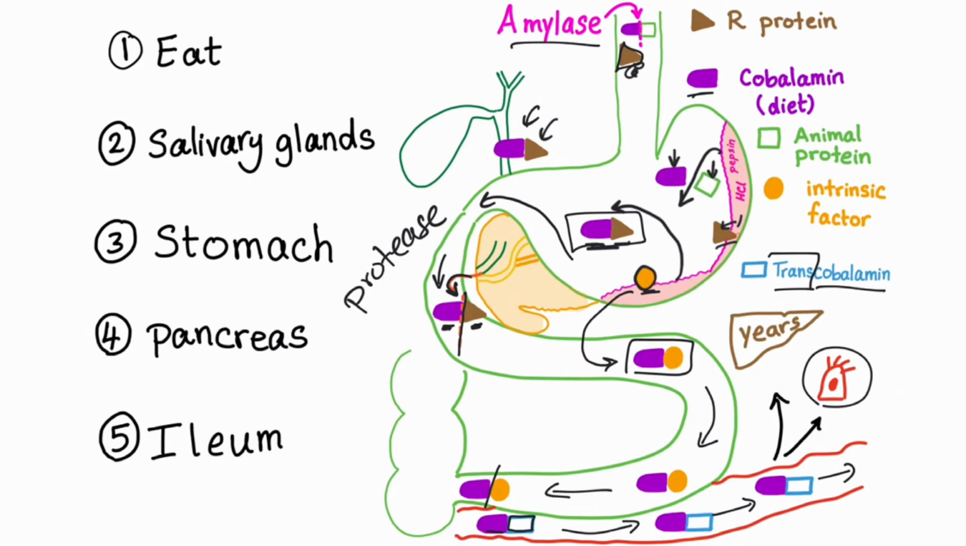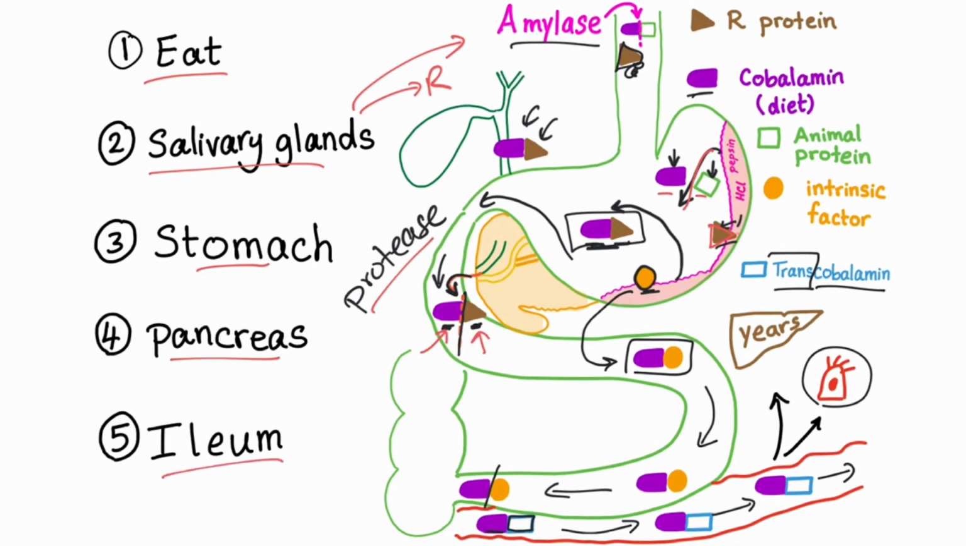So to summarize the steps, you eat vitamin B12 bound to the animal products. The salivary glands produce amylase as well as the R protein. Also, the stomach produces what? It will sever the relationship between vitamin B12 and the animal protein. It will produce R protein. It will produce the intrinsic factor. Thank you, stomach. The pancreas produces its secretion, the protease enzyme. It will divorce the vitamin B12 from the R protein and make it bind to the intrinsic factor. The ileum will absorb the cobalamin and make it bind the transcobalamin so that it can go to the bloodstream.